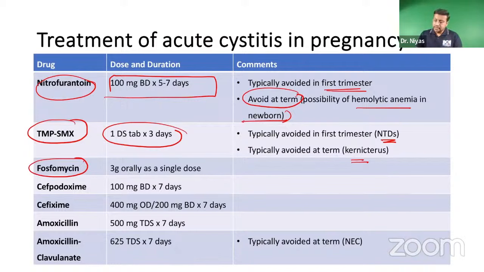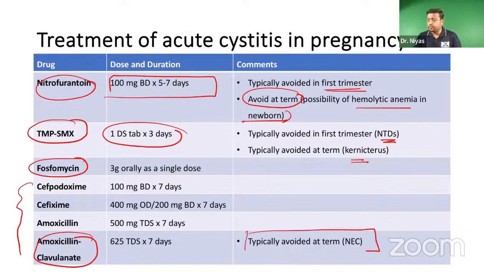You can use the other agents, cefpodoxime, cefixime, amoxicillin, etc. If the organism is susceptible, definitely you can give them. Amoxicillin clavulanate also can be used, but it is typically avoided at term because there is an increased risk of necrotizing enterocolitis with amoxicillin clavulanate.